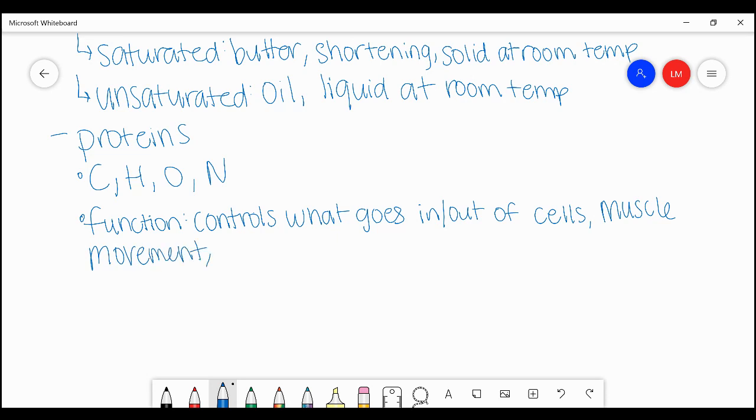They also transport materials inside the cell. So maybe we need to move oxygen around. Proteins would be essential for that. They also help with structure, whether that be of the cell as a whole or the parts within a cell. They are important for cell communication.